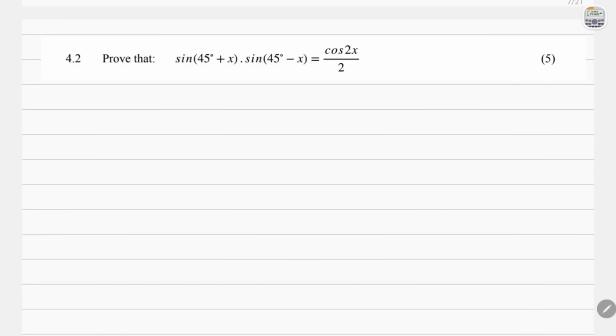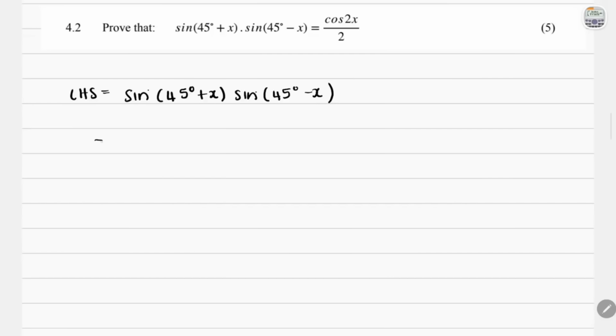Question 4.2 says, prove that sine 45 degrees plus x multiplied by sine 45 degrees minus x is equal to cos 2x over 2. Now it could be a case where we could simplify this further, but right now we can see that the left-hand side is what we can actually work with. We can actually expand this. So let's go ahead and say that the left-hand side is equal to, and rewrite. So this is equal to, we can expand both. So this is going to be sine 45 degrees cos x.